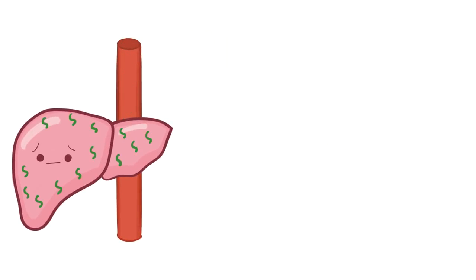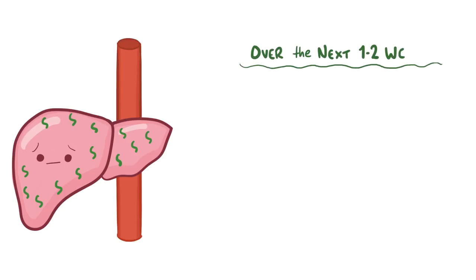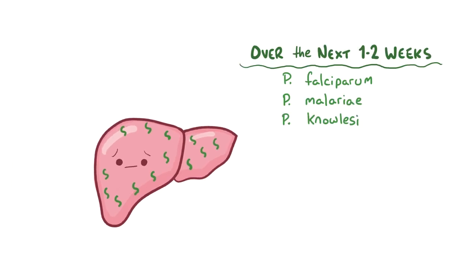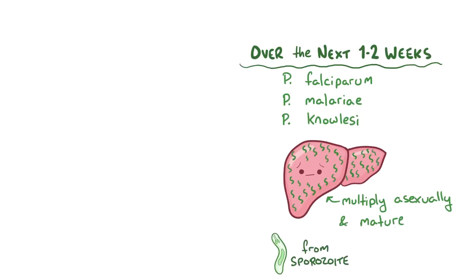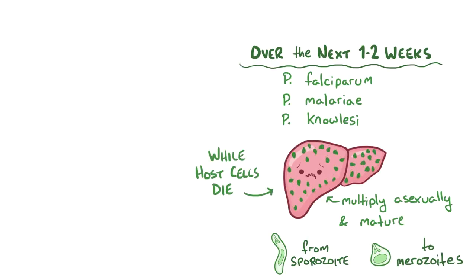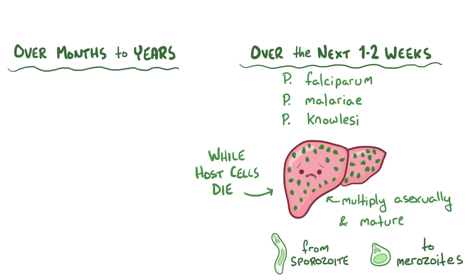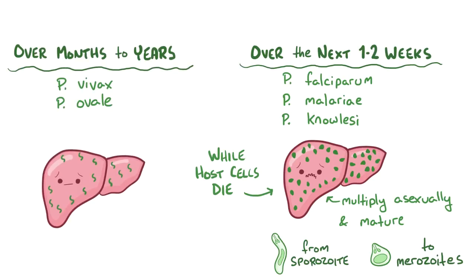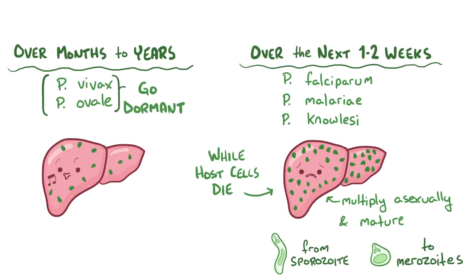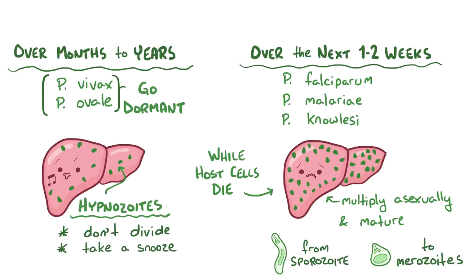At this point, the Plasmodium species vary a bit. Over the next 1 to 2 weeks, Plasmodium falciparum, Plasmodium malariae, and Plasmodium knowlesi sporozoites multiply asexually and mature into merozoites, while host hepatic parenchymal cells die. In contrast, over the next few months to years, Plasmodium vivax and Plasmodium ovale sporozoites enter into a dormant hepatic phase, where they're called hypnozoites. Hypnozoites don't divide. Instead, they snooze for a period of time before entering the process of schizogony, causing a long delay between the initial infection and symptoms from the disease.